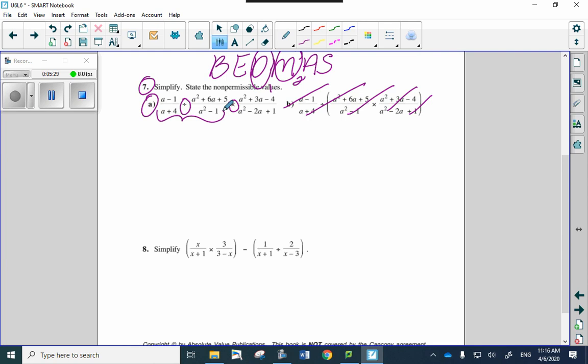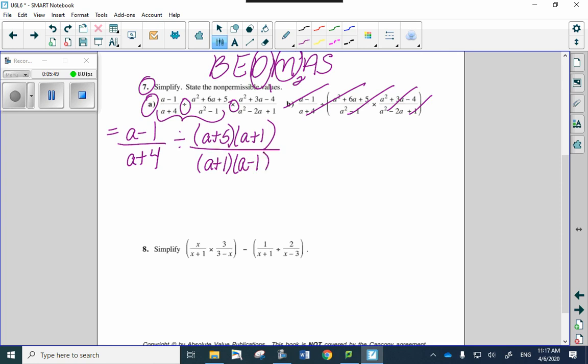So our first fraction, nothing needs to be factored, so this just stays as a minus 1 divided by a plus 4, all divided by, these factors are going to be a plus 5 times a plus 1, all divided by, this is a difference of squares, so a plus 1 times a minus 1. Then we have multiplied by, my factors for the numerator are a plus 4 times a minus 1, all divided by a minus 1 times a minus 1. Okay, so now everything is factored, so now I can go ahead and perform the operations.